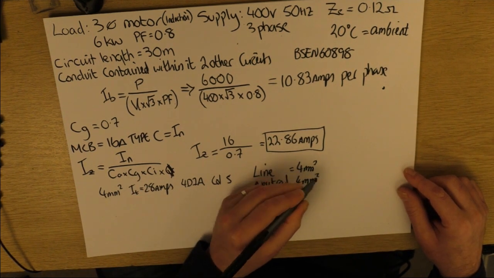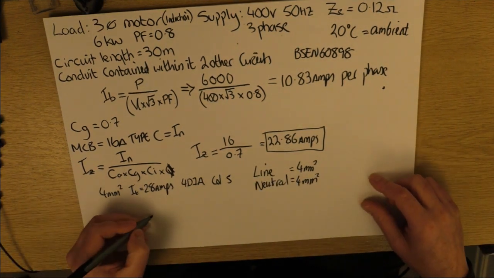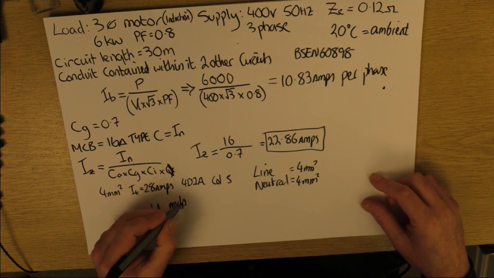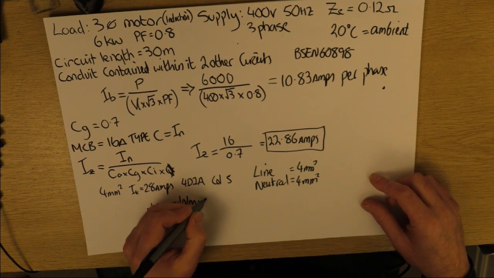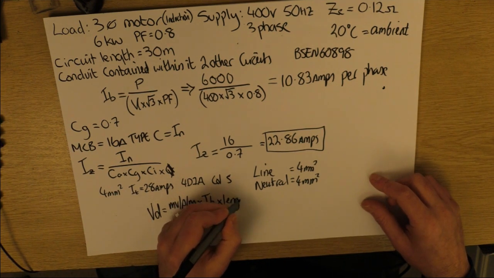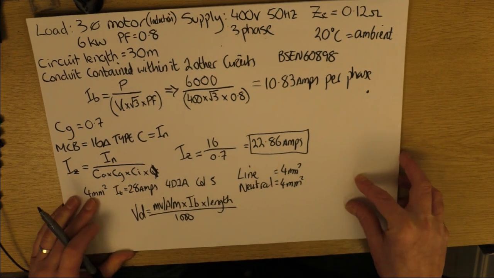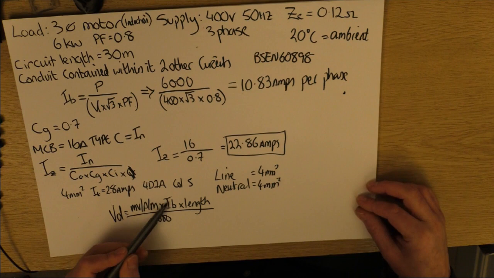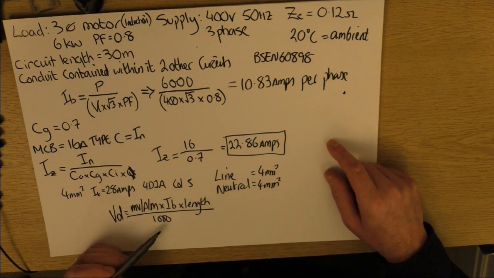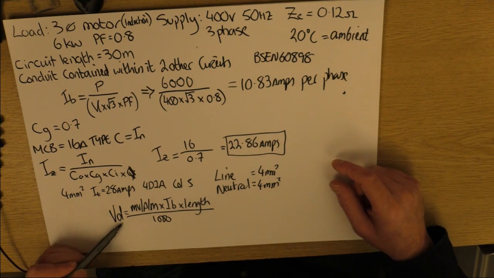But that's not the end of it. We need to check that for volt drop. So we need our volt drop equation. Millivolt per amp per meter times the design current times the length divided by 1,000. So we know that, we got that earlier. We know that, that's up there. We know the number 1,000, it's just 1,000. And then we're going to calculate a volt drop.